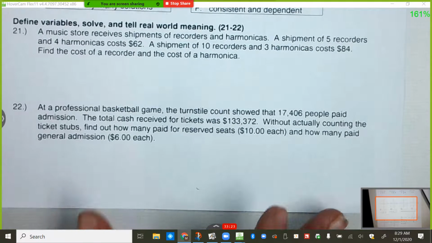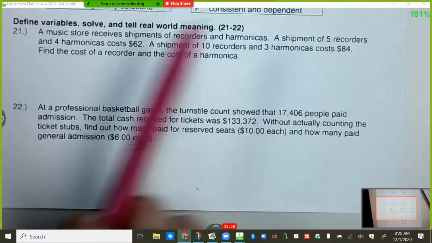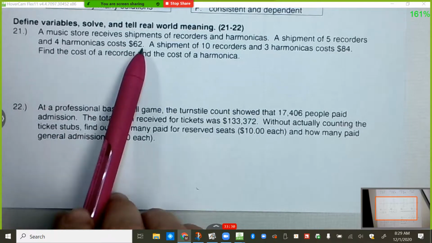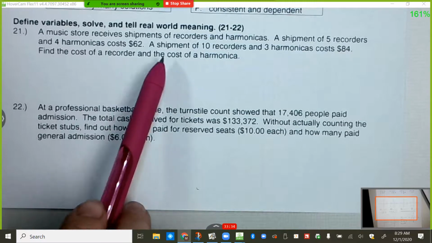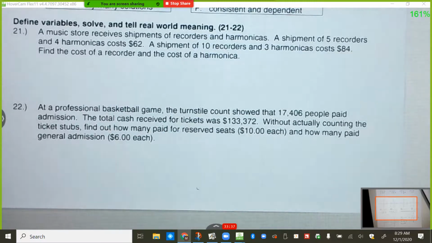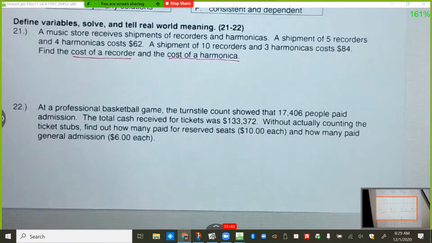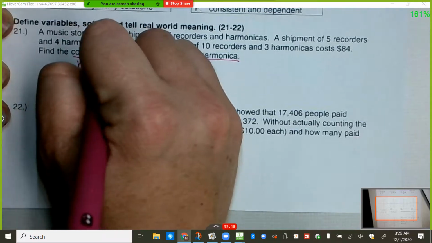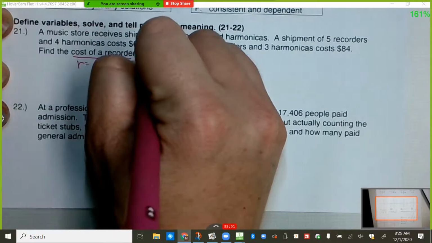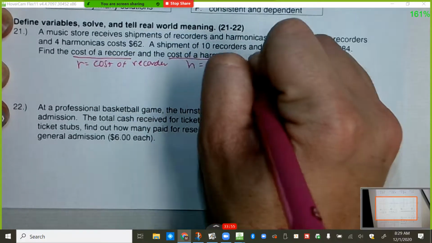Okay, a music store receives a shipment of recorders and harmonicas. A shipment of 5 recorders and 4 harmonicas costs $62, and a shipment of 10 recorders and 3 harmonicas costs $84. Find the cost of a recorder and the cost of a harmonica. So I want you to realize right away it tells us we're looking for the cost of a recorder and the cost of a harmonica, and therefore those are our 2 variables. So we can say R is the cost of a recorder. You say H is the cost of a harmonica.